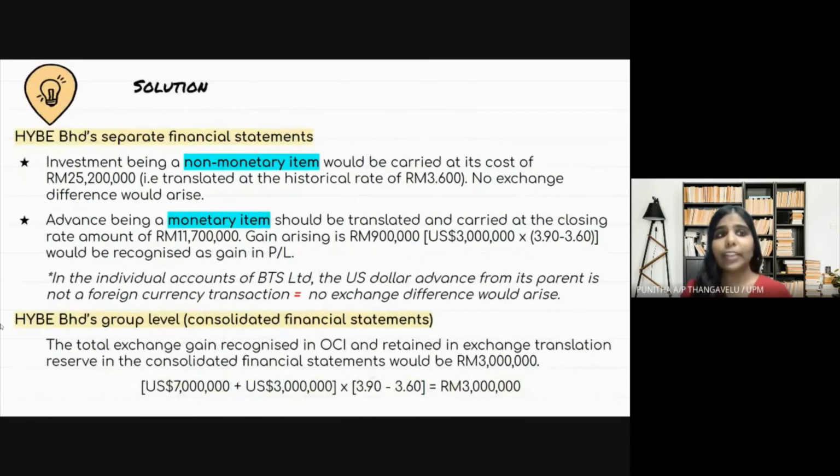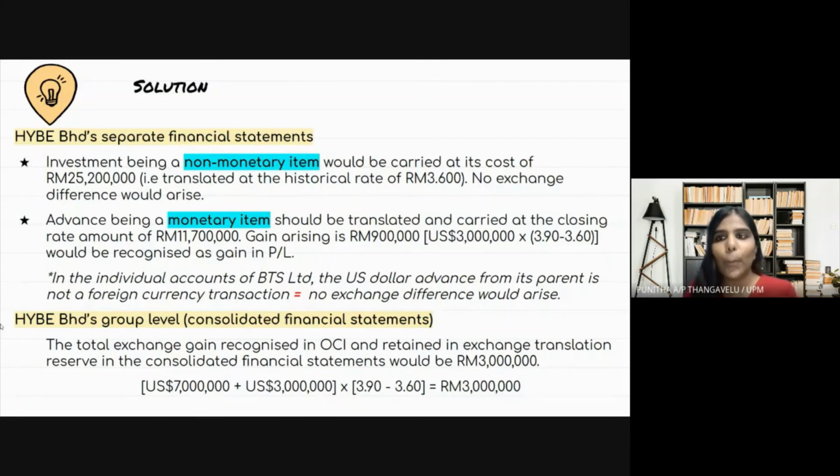We have to take note that Hai Berhad's functional currency is ringgit Malaysia and BTS's functional currency is the US dollar. In Hai Berhad's separate financial statement, the investment, being a non-monetary item, would be carried at its cost of 25.2 million, which is translated at the historical rate of RM3.60. So no exchange differences would arise in this. The advance, being a monetary item, should be translated and carried at the closing rate amount of 11.7 million. So the gain arising is 900k.